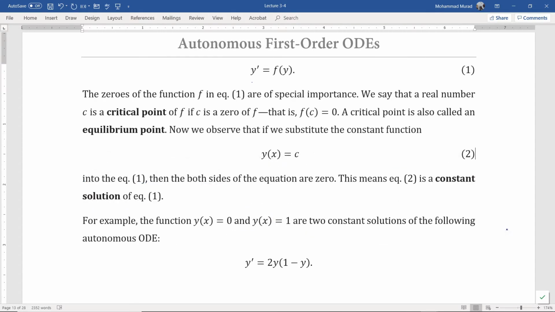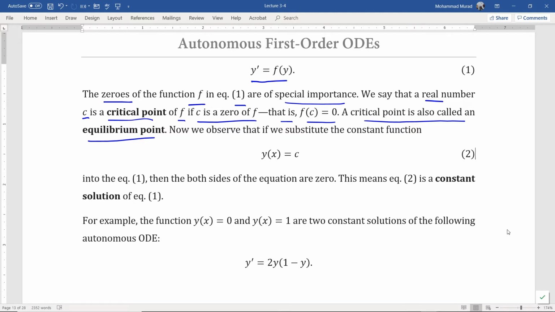Now consider the first order autonomous differential equation as shown in equation 1. The zeros of the function f in equation 1 are of special importance. We say that a real number c is a critical point of f if c is a zero of f. That is, f of c equals 0. A critical point is also called an equilibrium point.